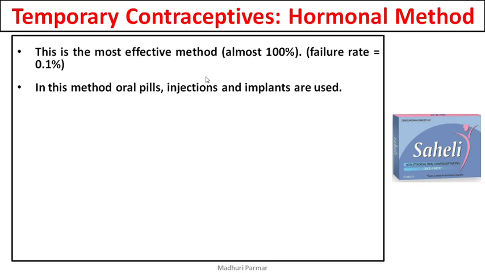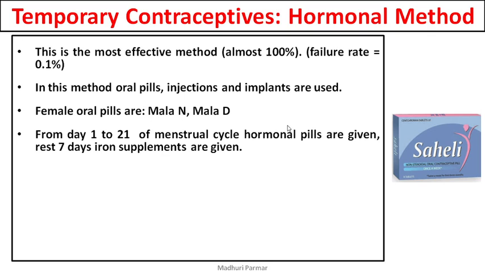These are known as shots, which can be given, I think, once a month. And implants can also be used. These implants keep on releasing certain hormones during the whole month. The female oral pills are Mala N and Mala D. These are just some examples given by your textbook.